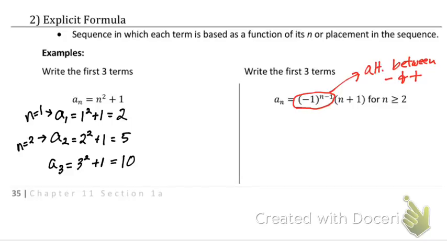Another key thing about this problem. Whoa, that was a bit much. n must be greater than or equal to 2.